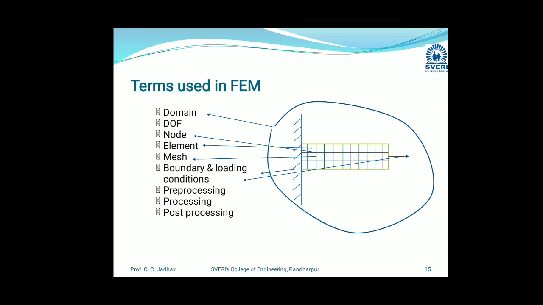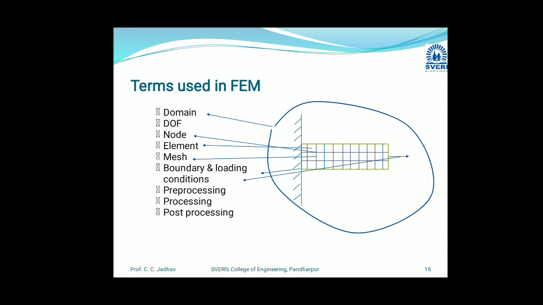And the next term is elements. An entity joining the nodes and forming a specific shape such as quadrilateral, triangular, etc. is known as an element. So with the help of these nodes, we join the different nodes and form a specific shape like quadrilateral, triangular, square, etc. We get one separate shape, which is called an element. Of this type, we are going to form n number of elements.